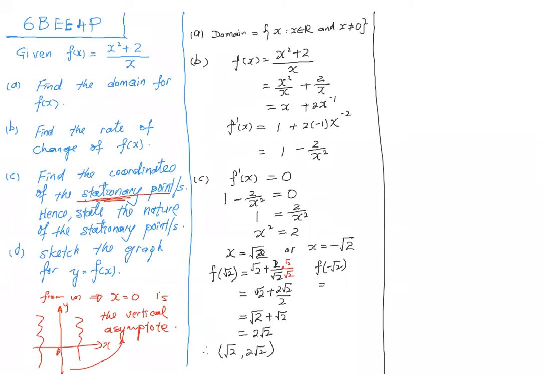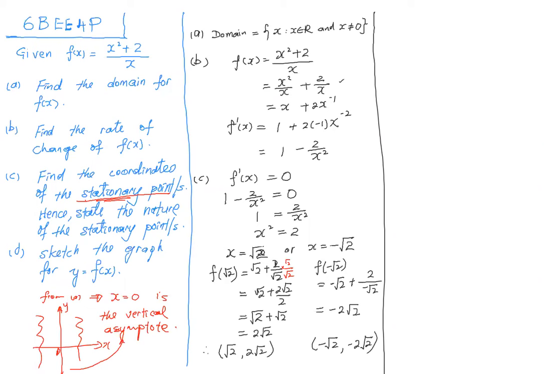So I sub into this formula instead, instead of the other one. So up to you, whichever one you are comfortable. So this one will be negative root 2 plus 2 over negative root 2. You see? If you look at it, it will be the same. So if you don't want to do it, you can just say negative 2 root 2. So you have this point, negative root 2, negative 2 root 2.